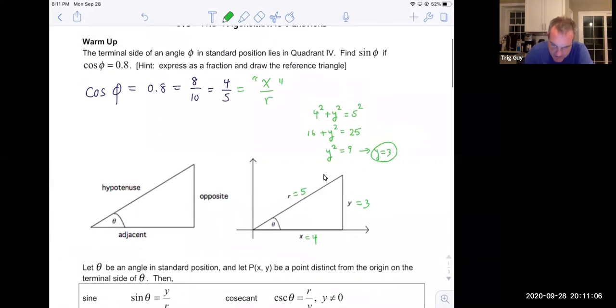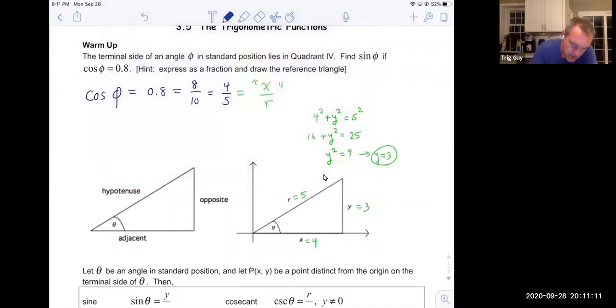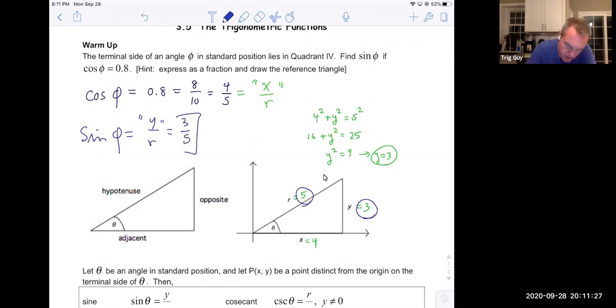So then we can find the direction, say, find sine of phi. Sine of phi, in my head, I'm thinking, well, that's the y coordinate over the radius. So what is that? That is 3 over 5. So 3/5 is the answer. Of course, you can express it as 0.6. Either way, you got it. So remember, sine is y over r, cosine is x over r. That was our previous lesson.